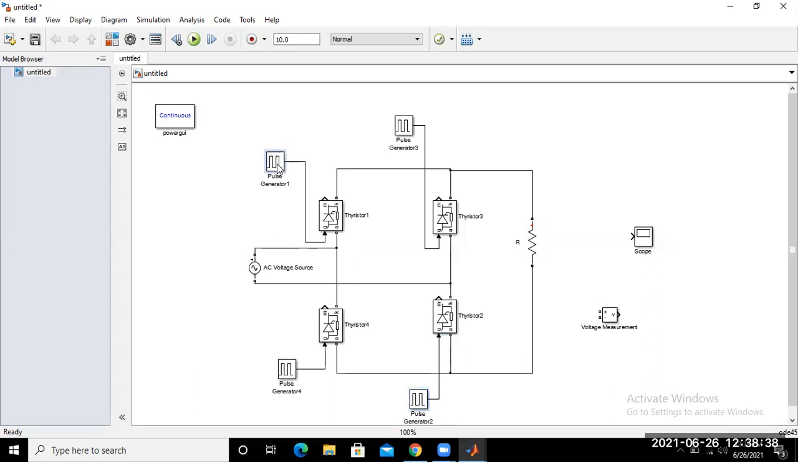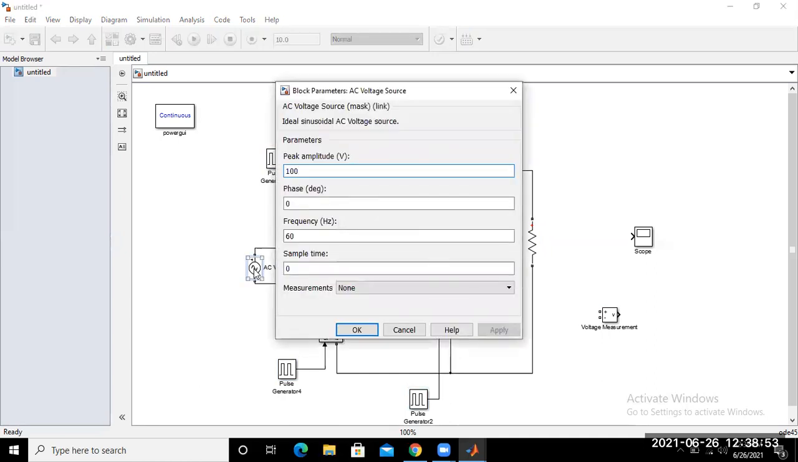So you try to specify when you provide the pulse to the thyristor, or how much delay angle for that particular thyristor. Okay. So before that, we specify the AC voltage source. So just double click on the source, and you may put the value of peak amplitude here. Okay. So what is the peak amplitude value for this single phase AC source?